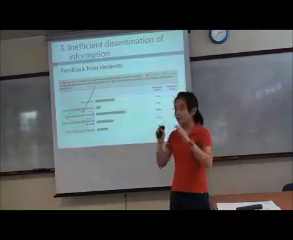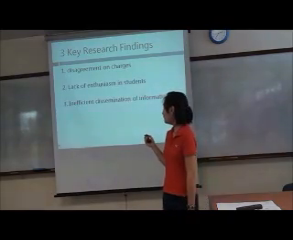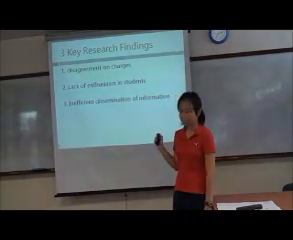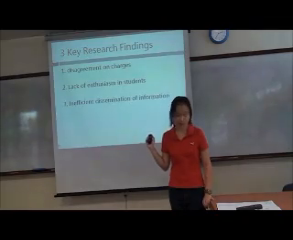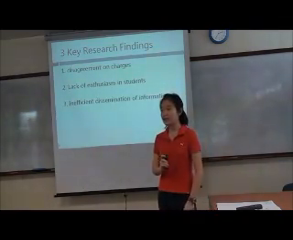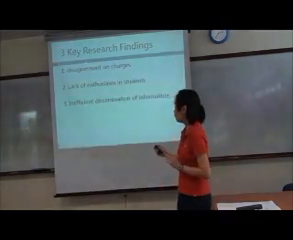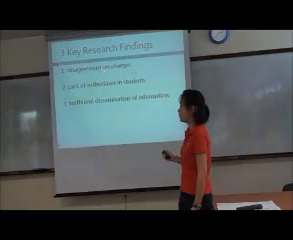So let me recap the 3 key research findings. First is the disagreement on charge. Second is the lack of enthusiasm in students. And third is the inefficient dissemination of information. So now I will hand the time to Brooks, who will tell you how we plan to tackle all these 3 problems.